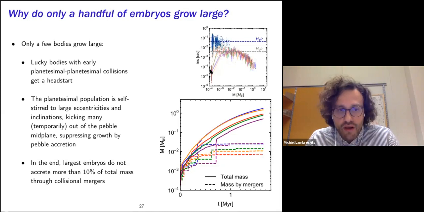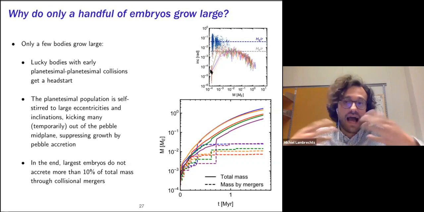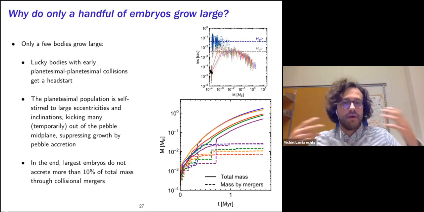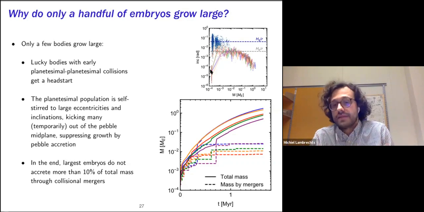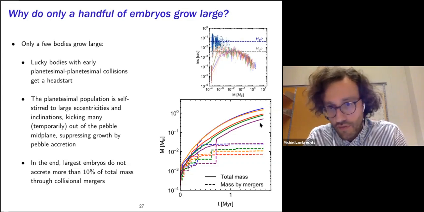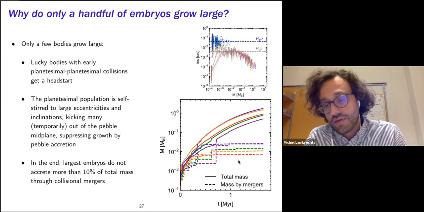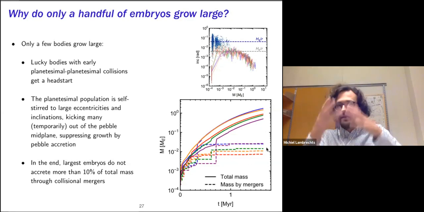In the end, the largest embryos do not accrete more than 10% of their total mass through collisional merger. So initially, it's important to make a few big seeds, but after that, they just sweep up all the pebbles, and their mass is ultimately completely dominated by pebbles. You can see this here. These are the few largest embryos in the simulation, the ones that go to Earth masses, and you can see that the contribution they have through mergers is very, very small, right? Less than 10%.